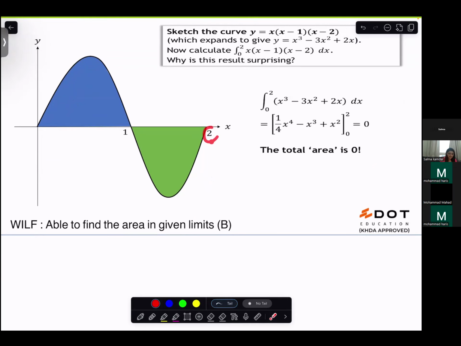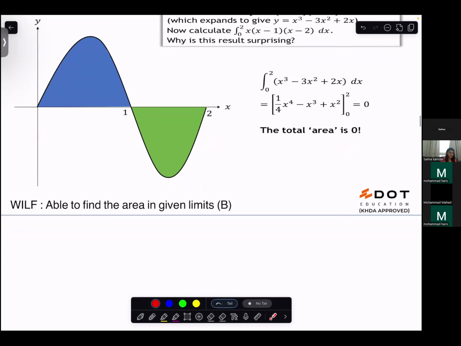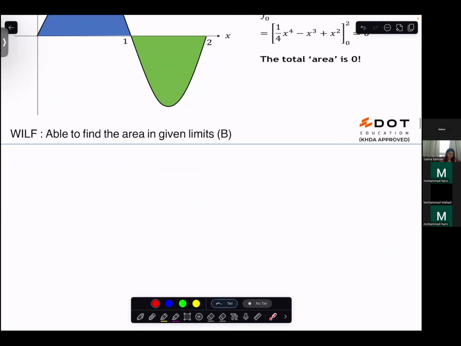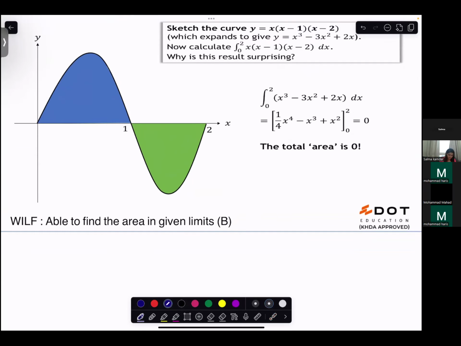When you're doing it mathematically and you're integrating and finding the area of your shaded region between 2 and 0, you're going to get 0. But if I do it logically, can the area be negative? It cannot be negative, because I see there is one area over here and one area over here. I have the area of the shaded region which is above the x-axis, and the area of the shaded region which is below the x-axis.